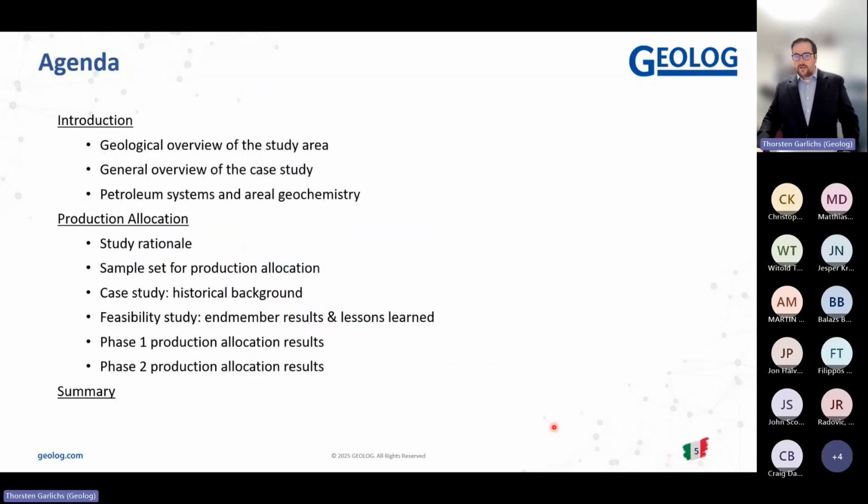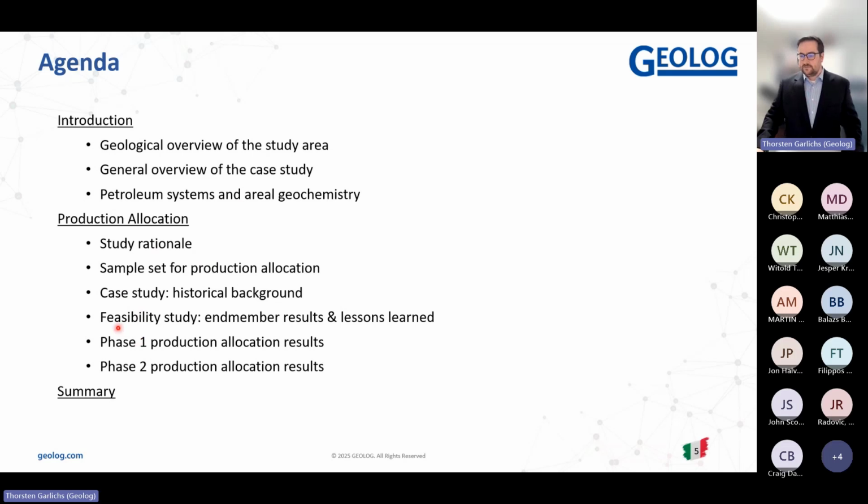The agenda for today: we will go a little bit into the geology and the general overview of the case study area, and a very rough, high-level overview of the geochemistry and the petroleum system. The main focus is then on the production allocation. Again, a little bit of storytelling: why we did it, what the sample set for the production allocation is, and what the case study historical background is, so which phases we are running through. And at the end, we will go through the main phases.